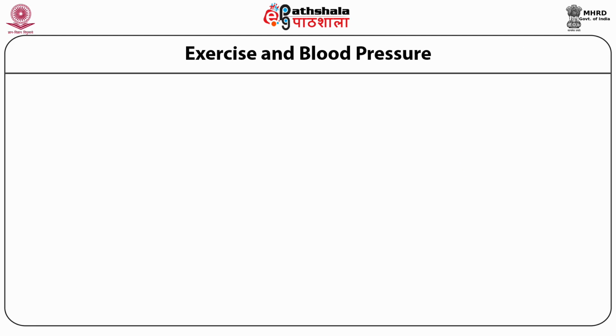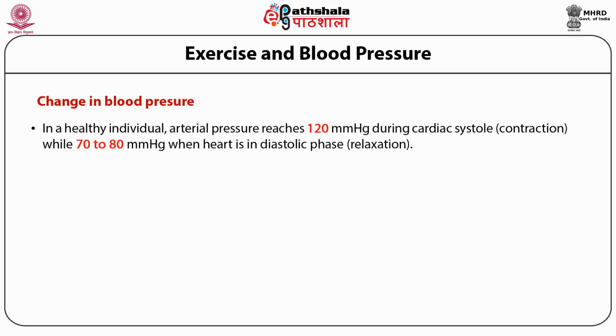Let's see the influence of exercise on our blood pressure. First, look at the blood pressure at rest. In a healthy individual, arterial pressure reaches 120 mmHg during cardiac systole, while it is 70 to 80 mmHg when the heart is in the diastolic phase.